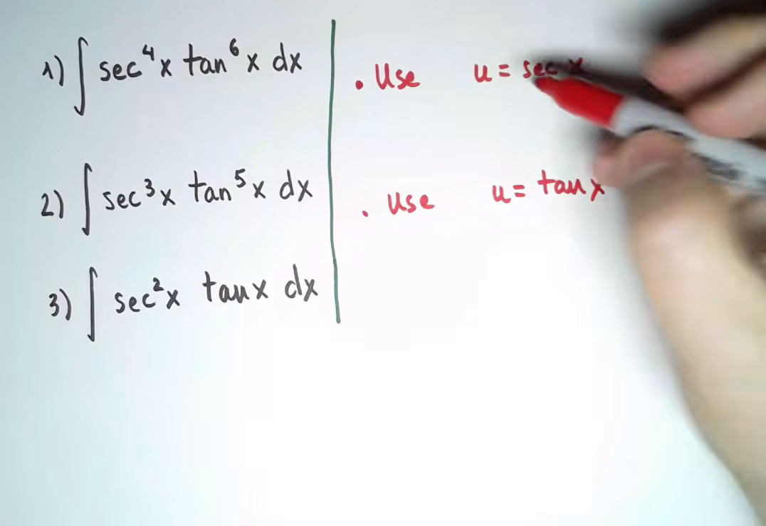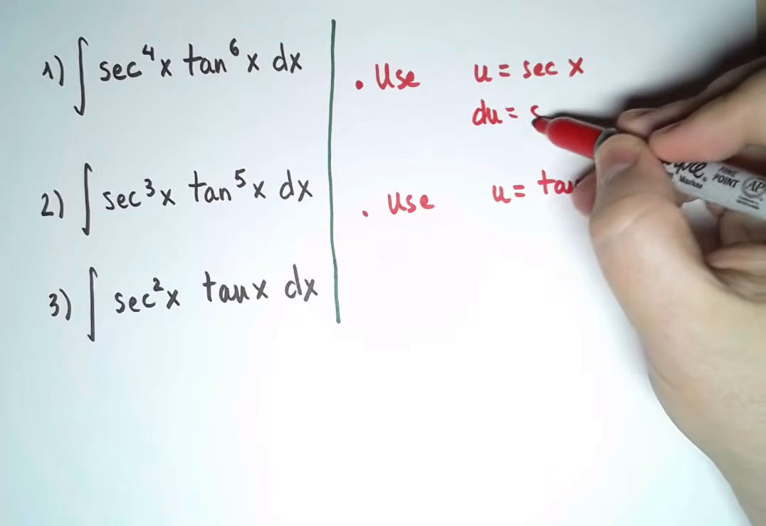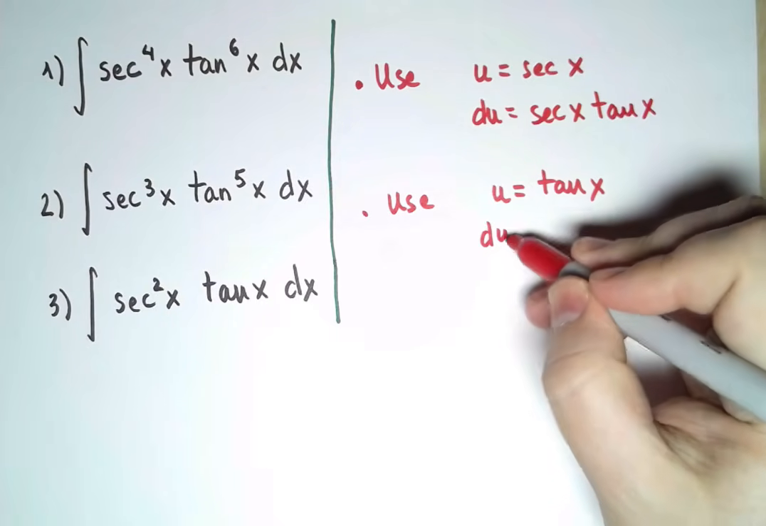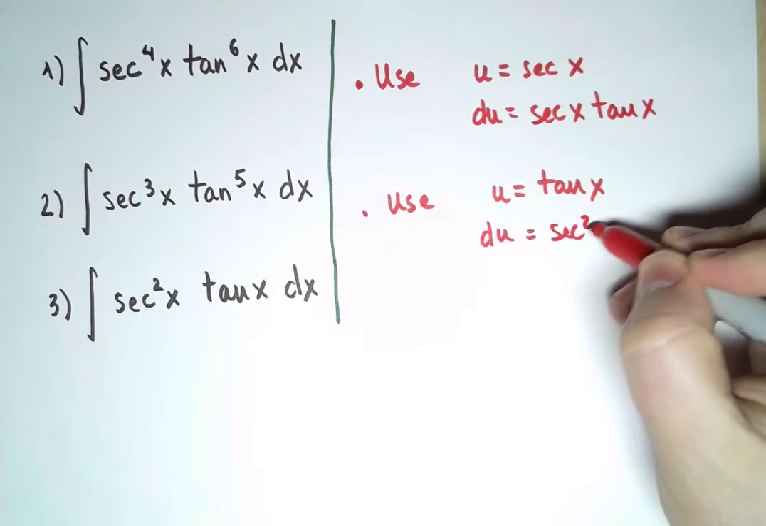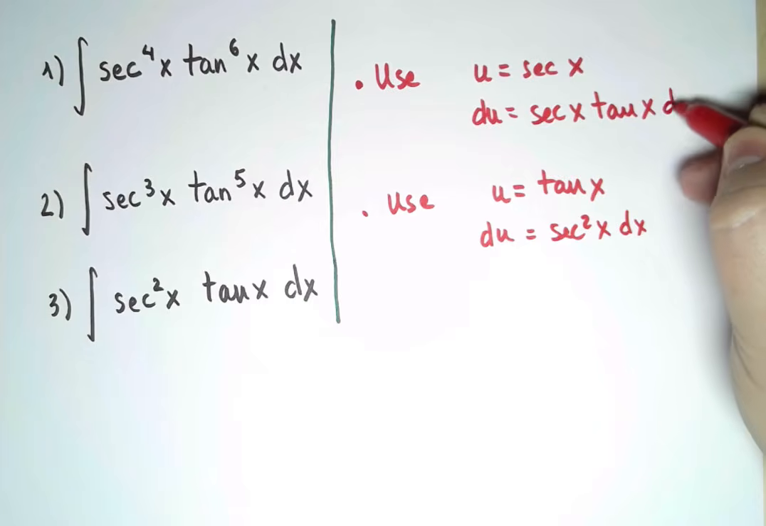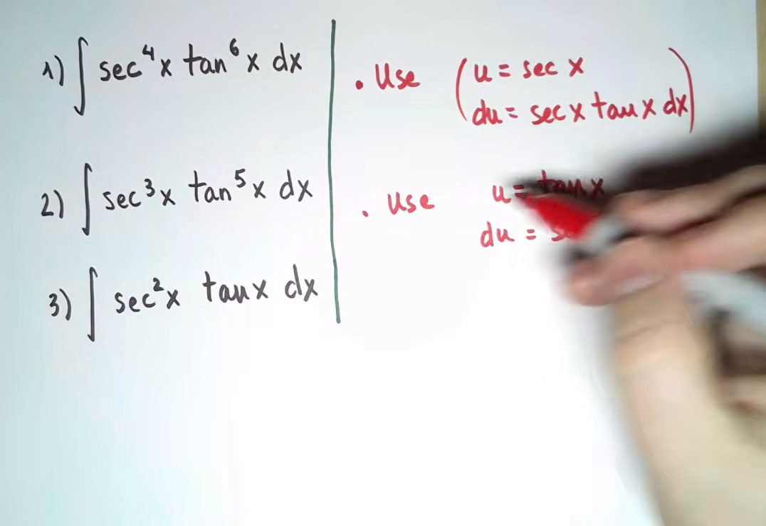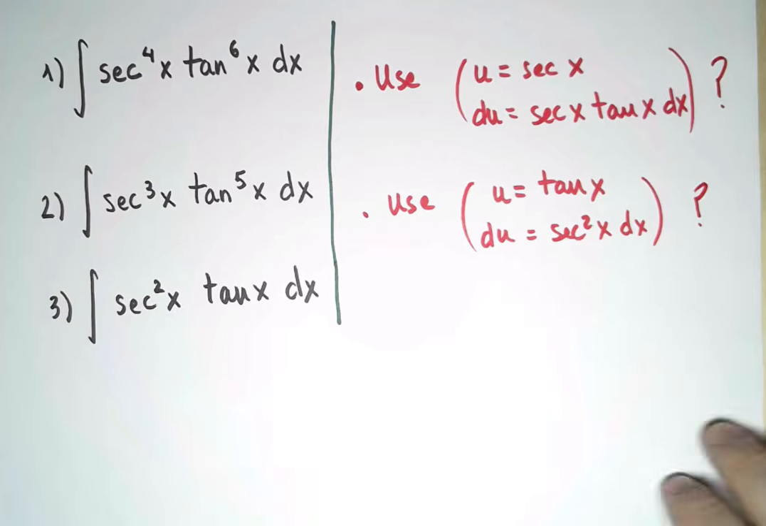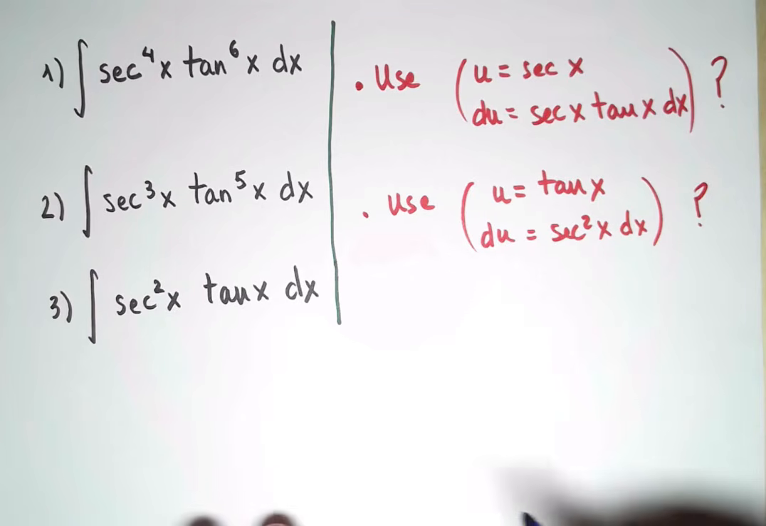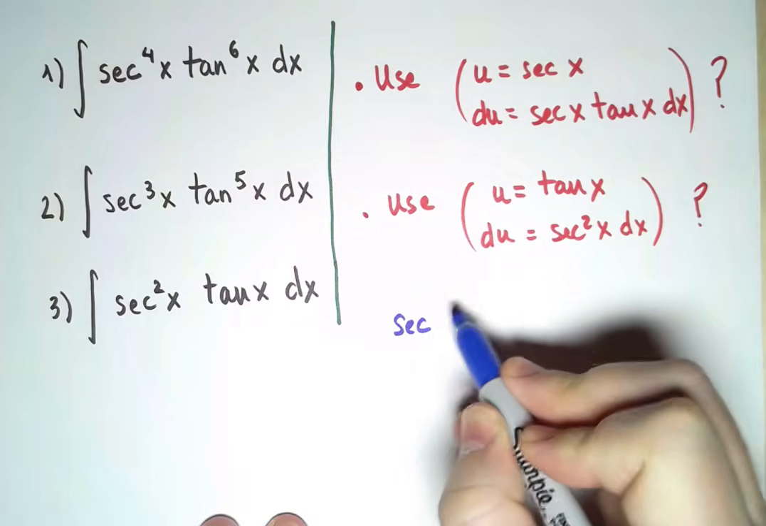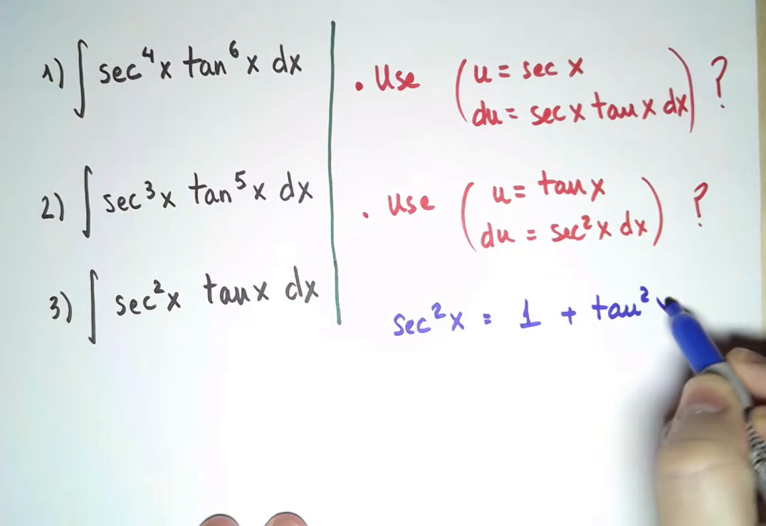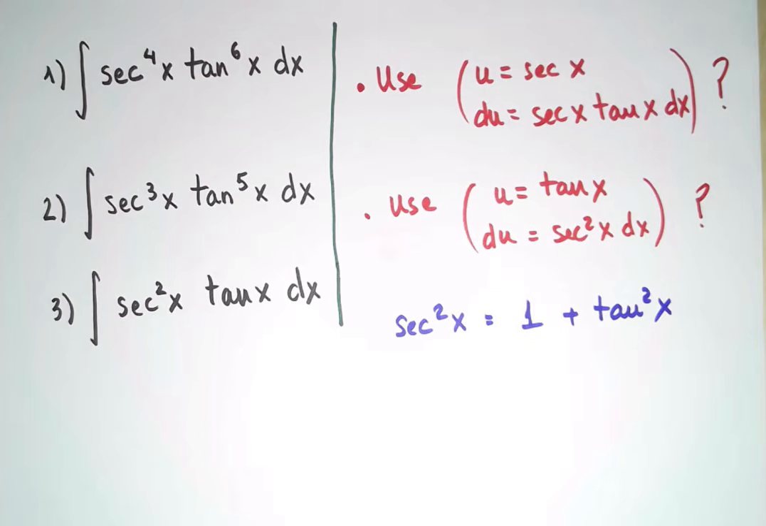Alright, the derivative of secant is secant tangent, and the derivative of tangent is secant squared. So when will the first substitution help and when will the second substitution help? Like for sine and cosine, there is a trig identity here I need to use as well. Secant squared of x equals 1 plus tangent squared of x. That allows me to convert secants into tangents and vice versa.